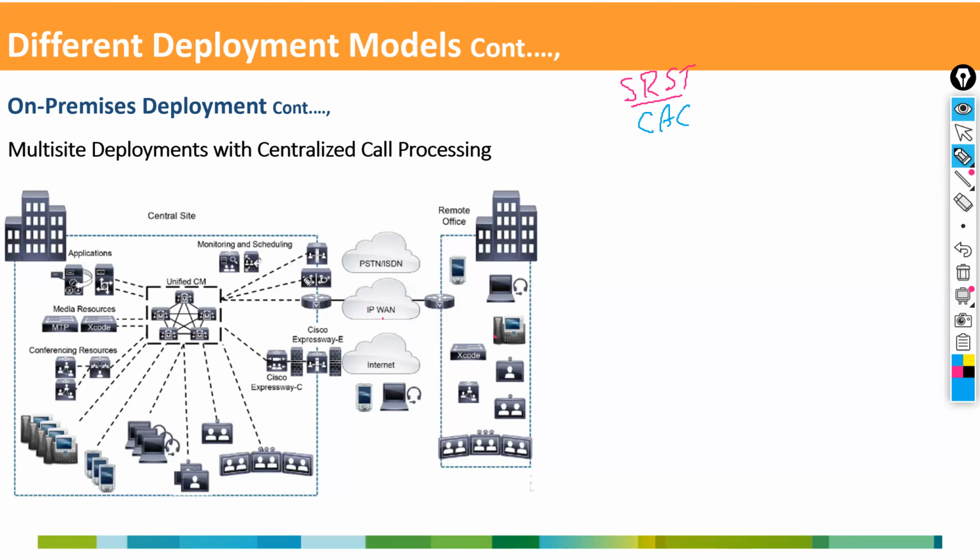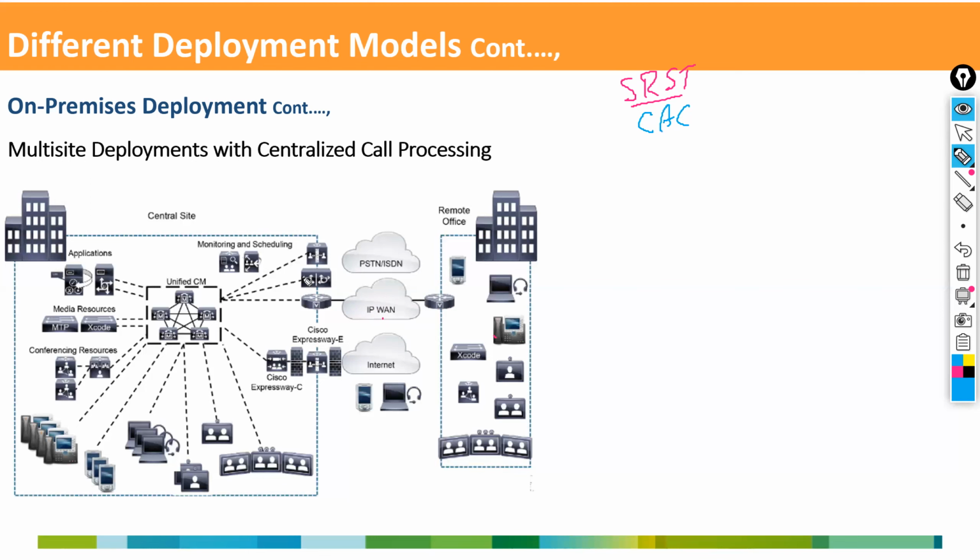That means you can limit the calls. Whenever a call is made from the headquarters to the branch office, you can limit how many concurrent calls you can make. You can limit it to only 5 calls. If the 6th call is coming, it's not possible to dial. Once any one call gets disconnected, then the 6th call can be routed. That is how you deploy call admission control. We are deploying this for bandwidth management.